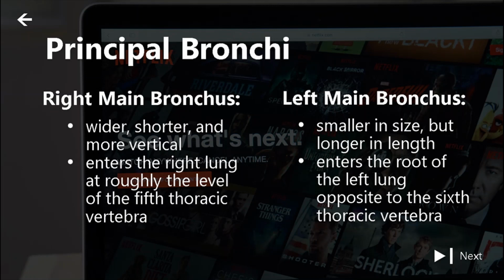Right main bronchus also enters the right lung at roughly the level of the fifth thoracic vertebra, while the left main bronchus enters the root of the left lung opposite to the sixth thoracic vertebra. The right main bronchus subdivides into three lobar bronchi, while the left main bronchus divides into two. The lobar bronchi are also called secondary bronchi, and they divide into tertiary bronchi, each of which supplies air to a different bronchopulmonary segment.